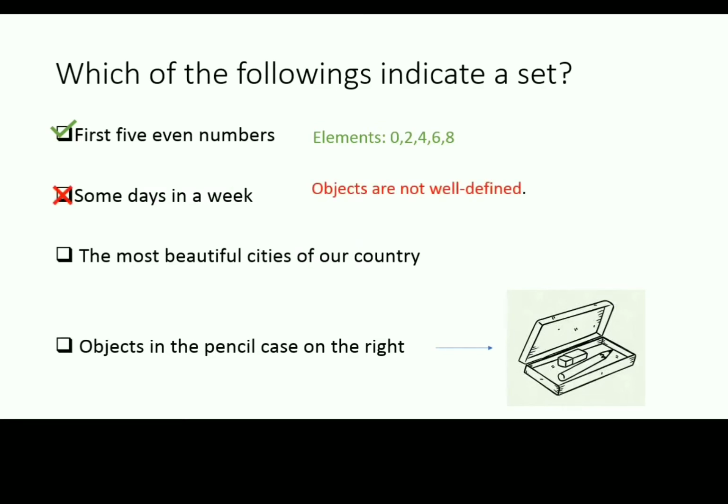The most beautiful cities in our country. Maybe for me Istanbul, for you Ankara and Izmir. Therefore, the objects are not well-defined and do not indicate a set. Objects in a pencil case on the right. Can you see the objects? Yes, these objects are exactly pencil and eraser, and so this indicates a set.